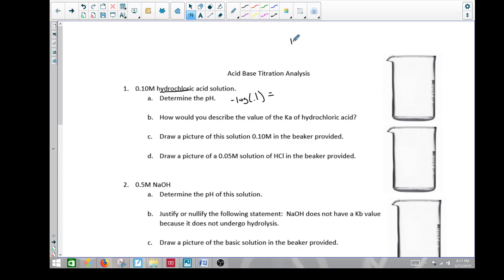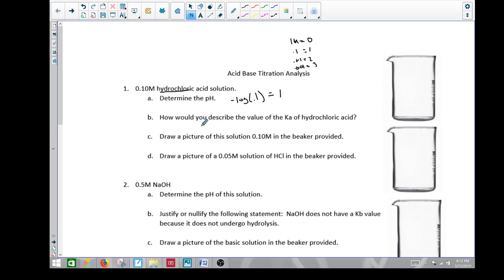A 1 molar would give you a 0 pH, 0.1 gives you 1, 0.01 gives you 2, 0.001 gives you 3, and so forth. So this particular answer, you can calculate if you'd like, but the pH is 1.